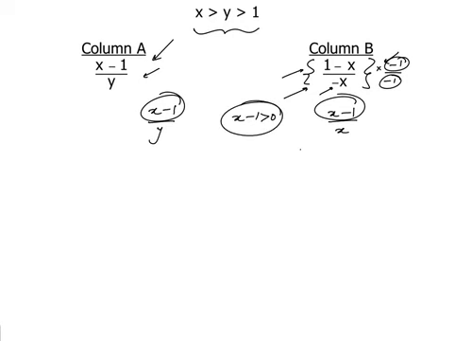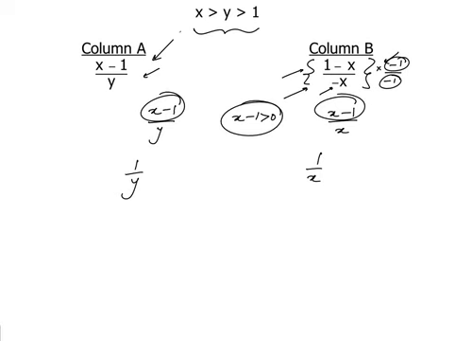It's a positive number. And when you're comparing two quantities in this column A, column B format, you can divide by a positive number. It's not going to change their relative ranking. So if I divide both sides by x minus 1, column A becomes 1 over y. This is 1 over x.